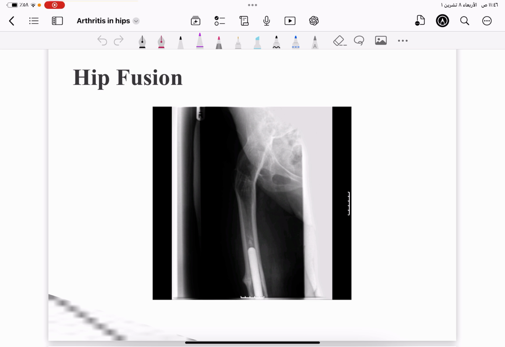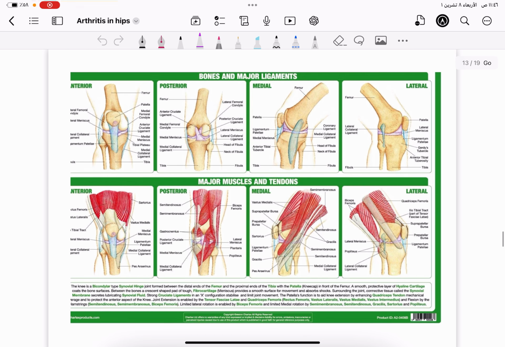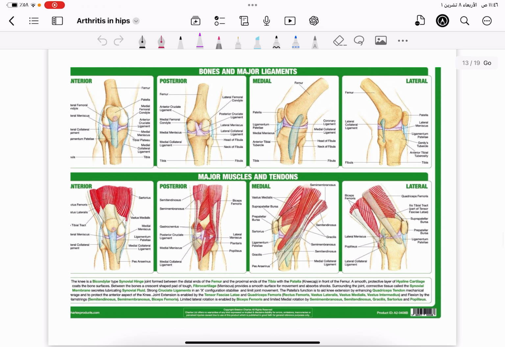That's arthrodesis. Okay. Now we come to the knee, again anatomy. Revise the anatomy. Go back and read your anatomy, guys. And all the structures, the ligaments, the muscles. But generally the knee is three joints within a joint. What are the three compartments in the knee?